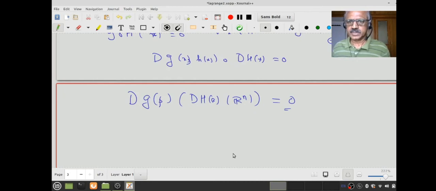Do all of you understand this? Very good. So keep this also in mind. Therefore, the kernel of dg(p) also is of dimension greater than or equal to n.